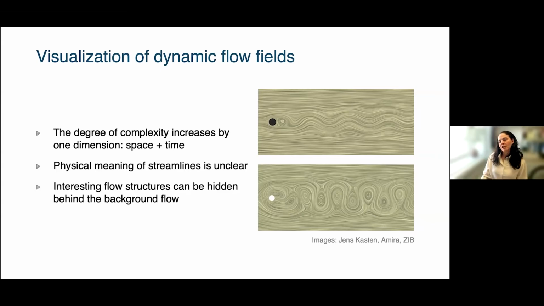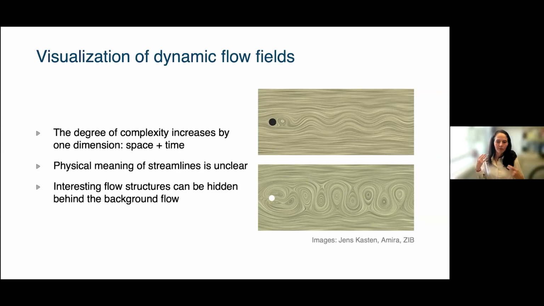Another challenge that we have is that often interesting flow structures are hidden behind a background flow. This can also happen in a static flow, but there it's more or less easy to remove the background flow, and then the patterns still show your flow features. So what you see here on the right is again the flow around the cylinder. The top image is the originally simulated flow, where you do not see much. And the bottom image is the same flow, where we just removed the background flow.